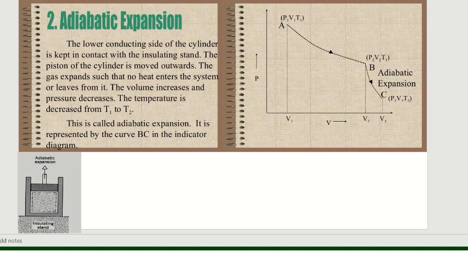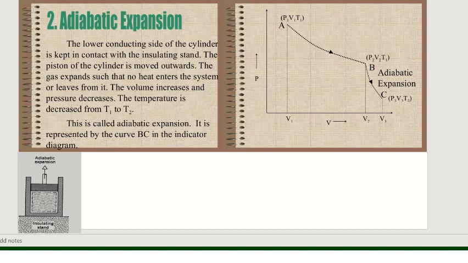Here in the second step, the working substance, that is the cylinder, is removed from the source and placed on the insulating stand. The lower conducting side of the cylinder is kept on the insulating stand, and the piston of the cylinder is moved outwards. When it is kept on an insulating stand, no exchange of heat takes place. So the gas expands with the help of its internal energy. Here the heat is not going to get exchanged.